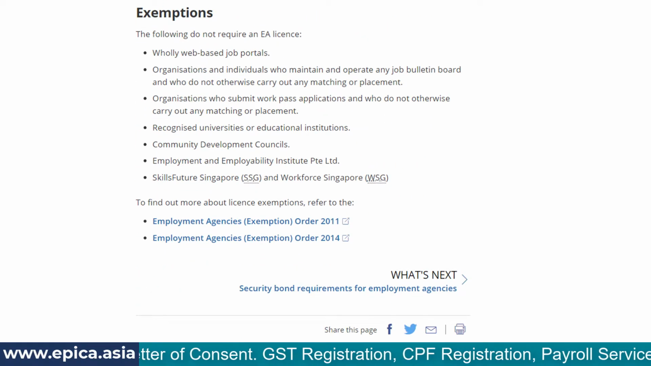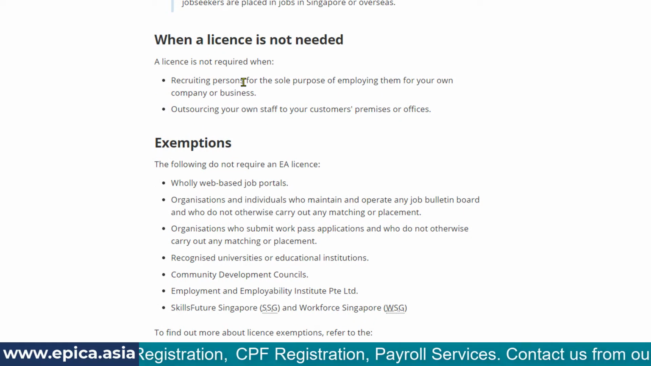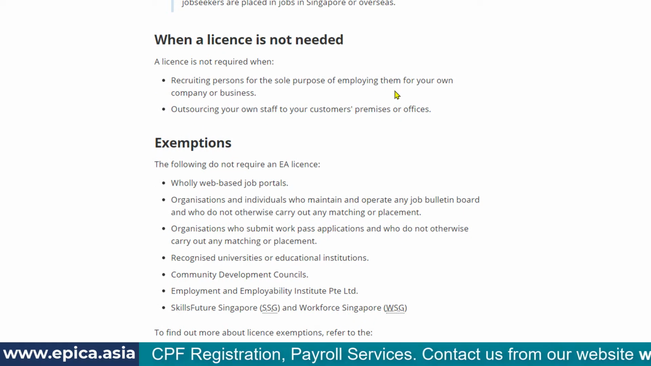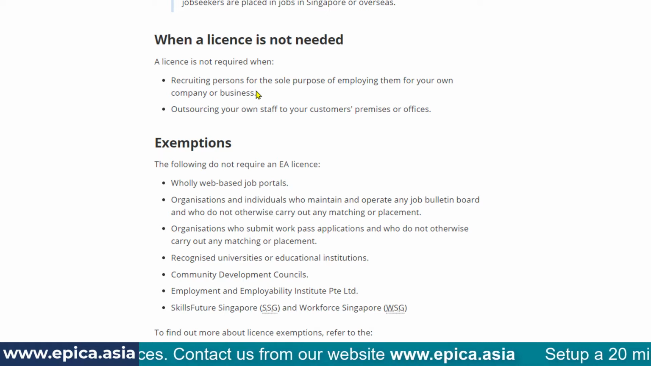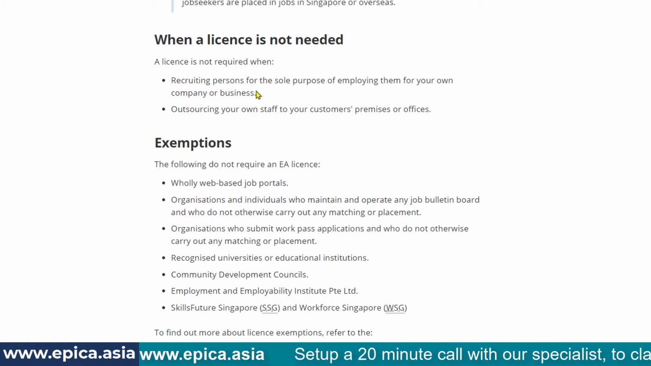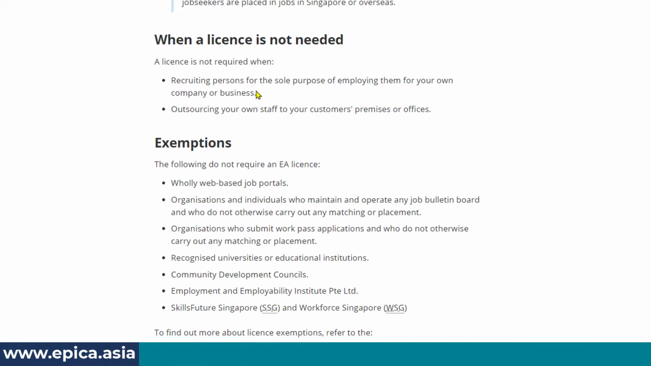Now there are some exemptions also. If you are recruiting a person for the sole purpose of employing in your own business, then obviously an employment agency license is not required. If you are a large company and you have an HR department based in Singapore where you are recruiting people, then this license will not be required. Or if you are outsourcing your own staff to customer premises, typically what we call a body shopping arrangement, then in that case also a license is not required.